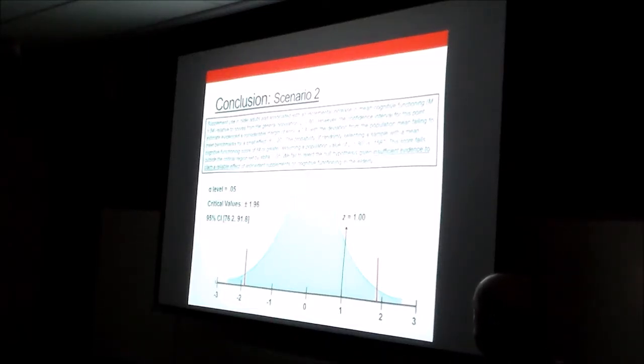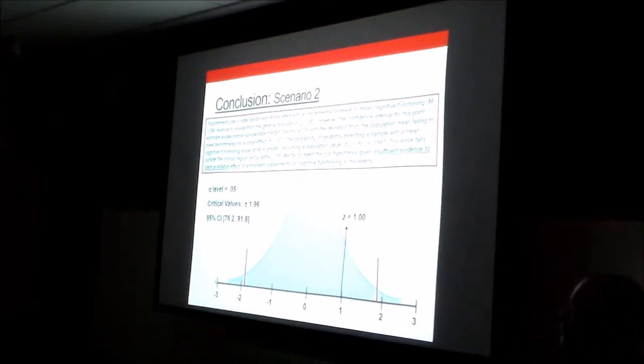Probability of randomly selecting a sample mean cognitive functioning of 84 or greater, assuming a population mean equal to 80, is 1.58, 1.59. Z score falls outside the critical region, fail to reject the null hypothesis, given insufficient evidence to claim a reliable effect of antioxidant supplements on cognitive functioning. We're not saying that there isn't. We just say that we don't have enough evidence to say that there is.